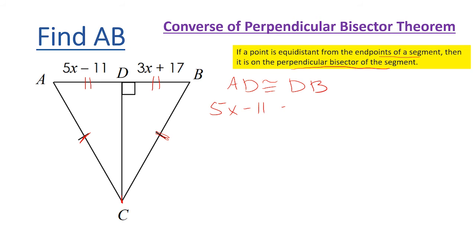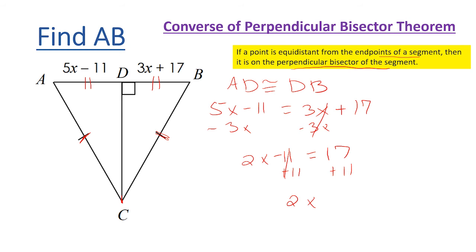5x minus 11 equals 3x plus 17. And once we find x, just like we did in our last problem, plug it back in. So again, just using inverse operations to solve. Subtracting 3x. 2x minus 11 equals 17. Adding 11. 2x equals 17 plus 11 is 28. Dividing by 2, x is 14.